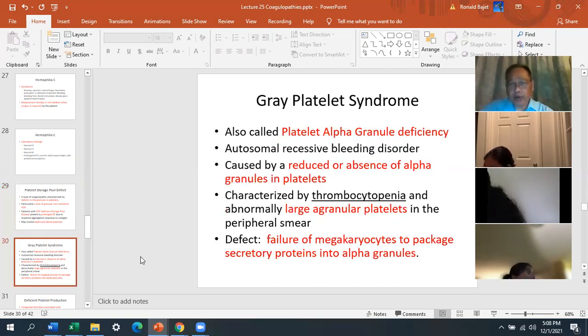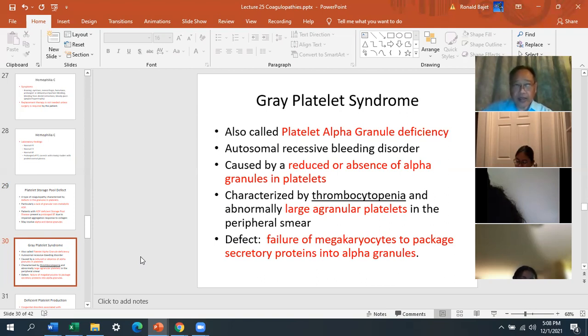The next syndrome is called gray platelet syndrome. It's called platelet alpha granule deficiency. So remember, alpha granules were the most numerous granules. The reason they call it gray platelet syndrome is because these alpha granules are either reduced or absent in the platelets. They look like they're empty, and that's why it's called gray platelet syndrome. They're just empty, so you can't see the granules. And it's characterized by a very low platelet count with abnormally large platelets. So a low platelet count with large platelets is found in gray platelet syndrome.